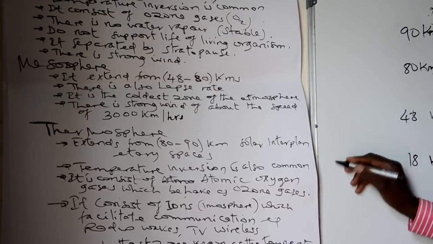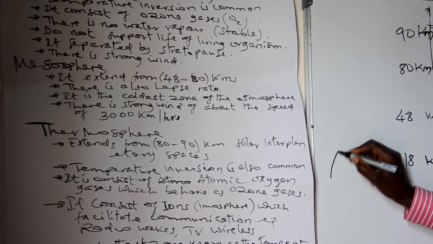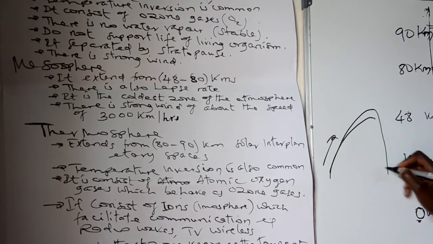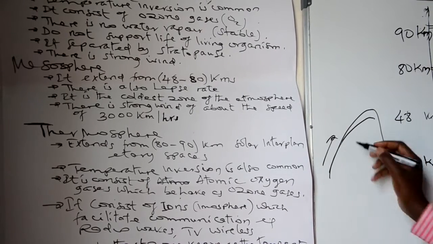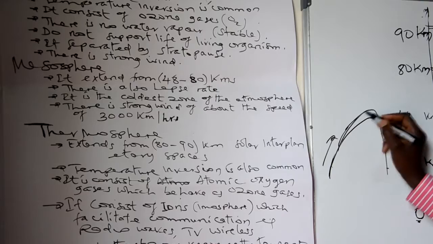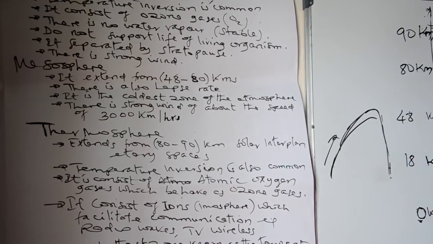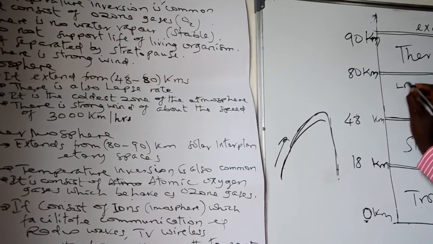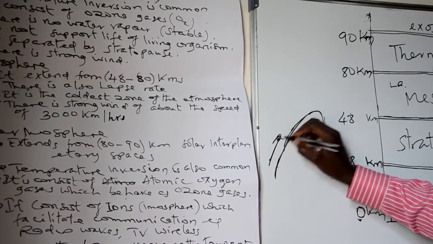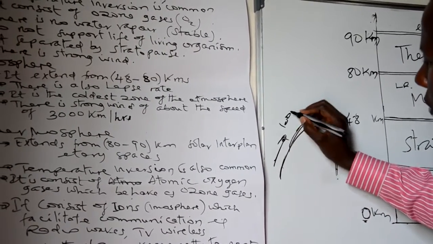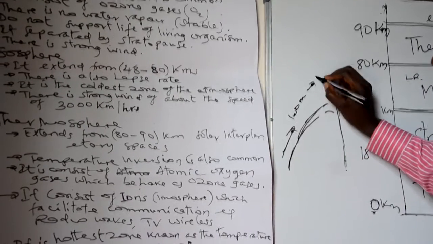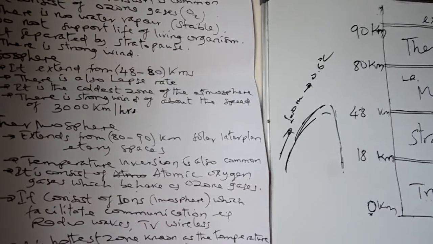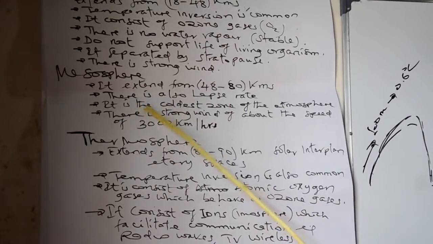The lapse rate, as I told you, is where the temperature decreases as height or altitude increases, just like in the troposphere. Even in this layer of the mesosphere, there is a lapse rate, whereby for every 100 meters increase in height, temperature decreases by 0.6 degrees centigrade.